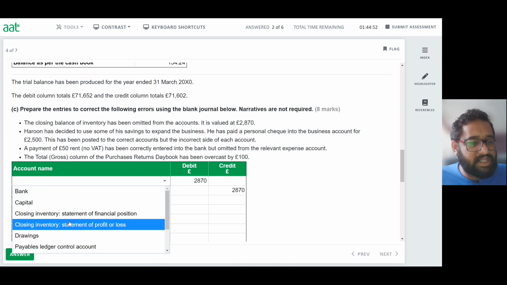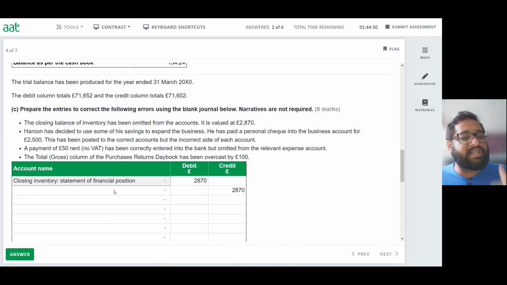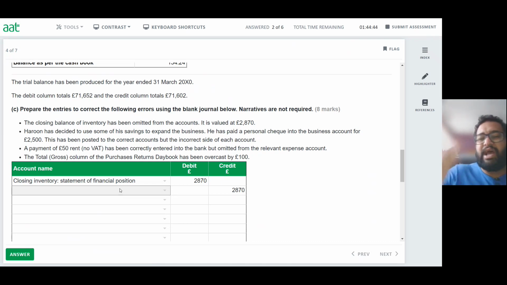So we will say statement of financial position. But the next entry will be in my statement of profit and loss. Why does that go on the credit side, you may ask? Because it comes off your sales in the cost of sales calculation. Your cost of sales is basically what you started with plus whatever you have bought that year. Closing inventory has not been sold, has it? Because it's still here. Therefore, we take that cost out for the cost of sales.